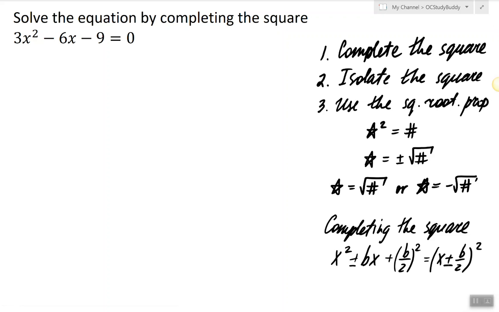And so to complete the square, we have to first isolate x squared plus bx term. And to do that, we're going to add 9 to both sides. Now, what we see is that the leading coefficient of x squared is not equal to 1, so I cannot complete the square yet. To complete the square, the expression must have leading coefficient equal to 1. So I'm going to divide both sides by 3.